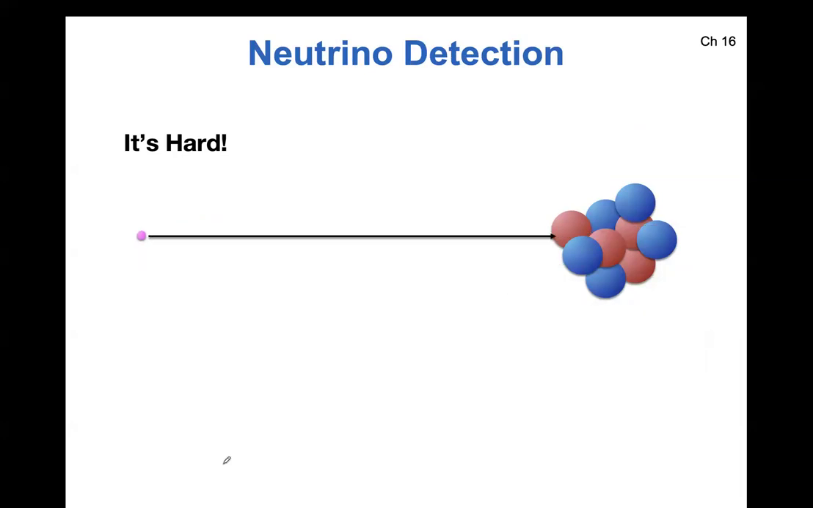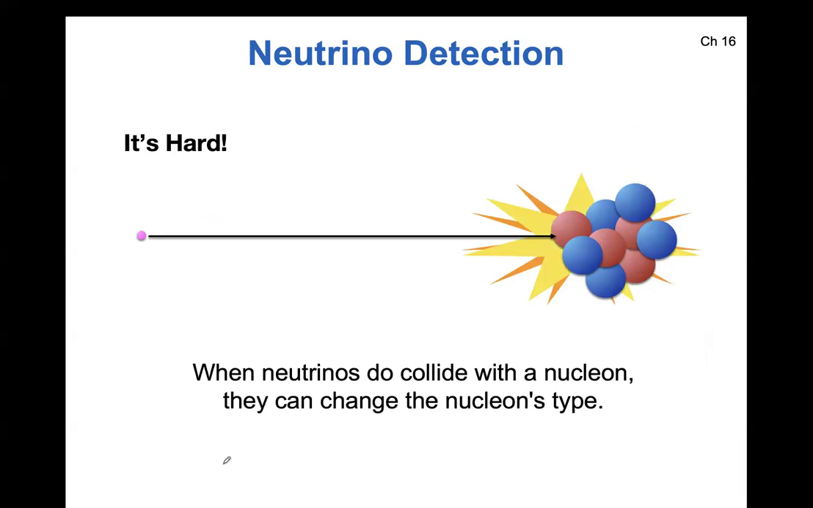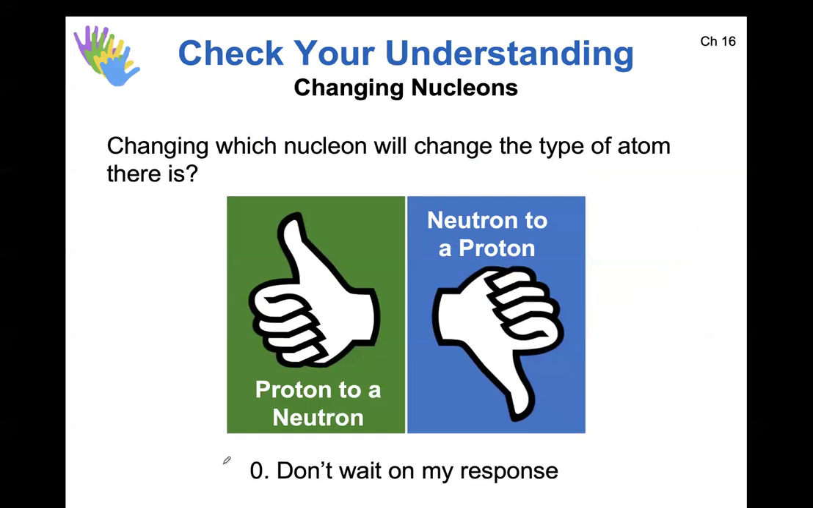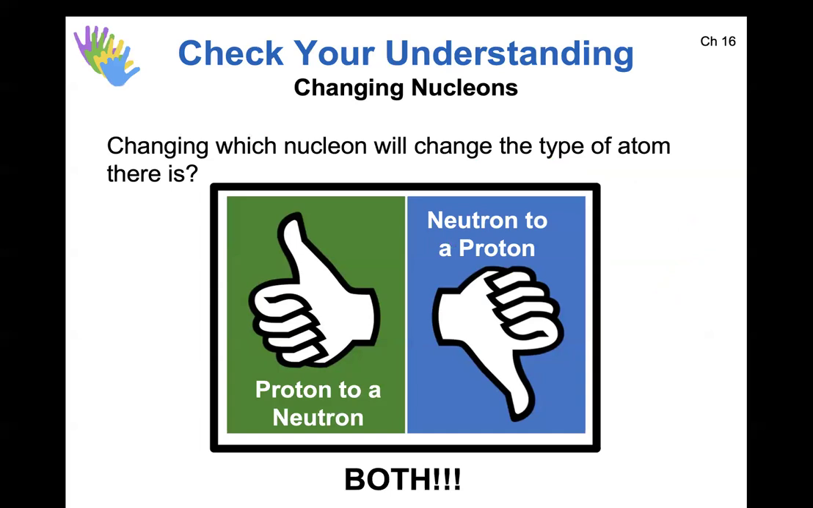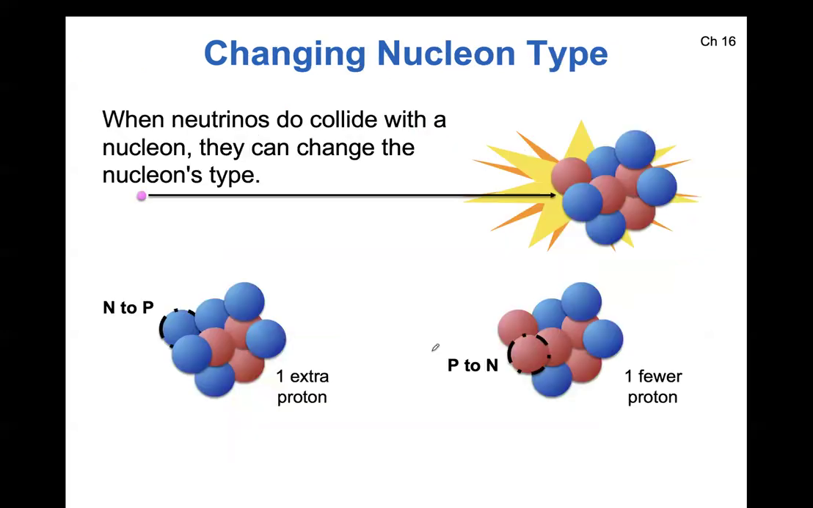All right. And so you got to get it just right. So you have this tiny chance of them colliding with a nucleon. And when they do, they can change the type of the nucleon. They can change it from proton to neutron or vice versa. So changing which nucleon will change the type of the atom there is. And so you can have a proton to a neutron or a neutron to a proton. In both cases, the actual element will change because the atomic number will change.